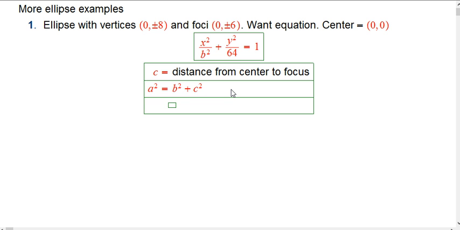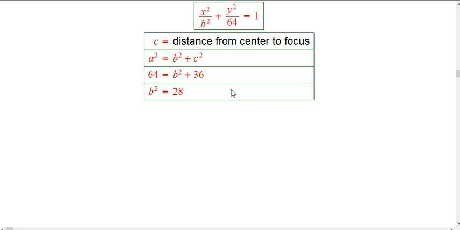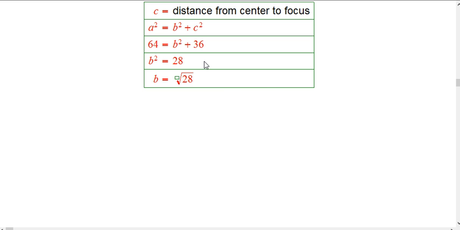Okay, so we know A squared. We don't know B squared, but we know C squared, that's 36. And so B squared is just the difference of those, that's 28. Luckily, we could say B equals root 28, I guess I'll put it down, but in terms of actually writing down the equation, we just really need B squared.